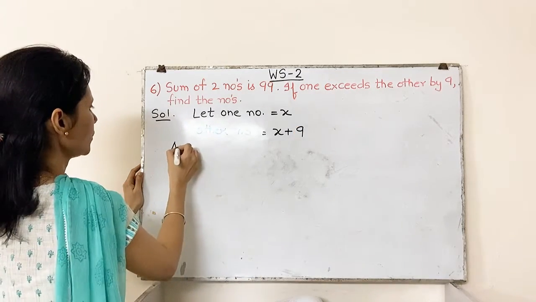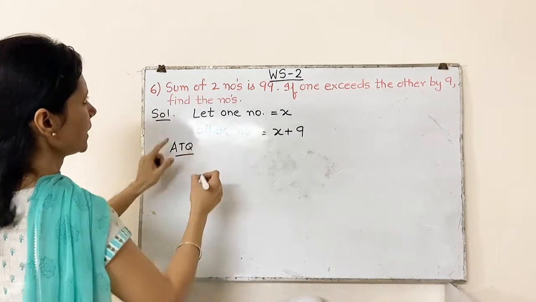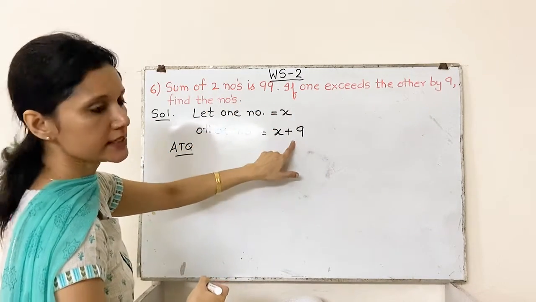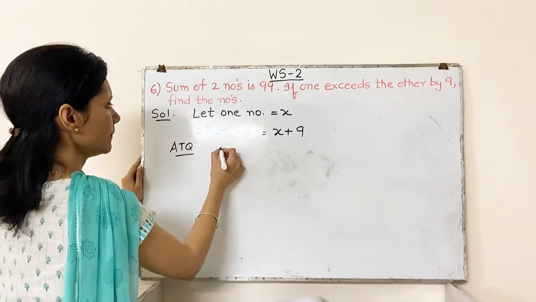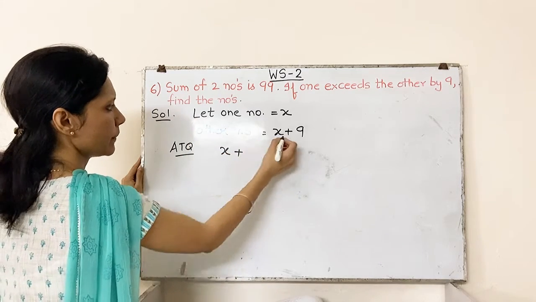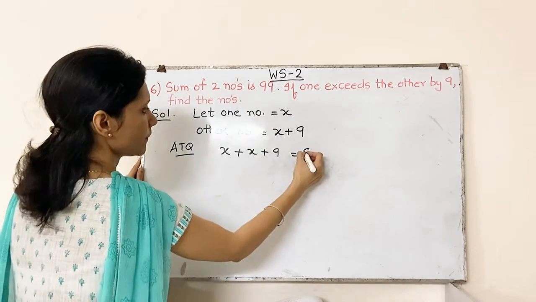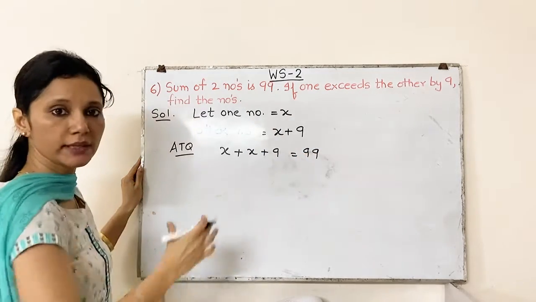So according to the question, the sum of two numbers is 99. That means the sum of these two numbers is 99. So let's add them. The first number is x, plus the second number x plus 9, and their sum is equal to 99. So this is our linear equation.